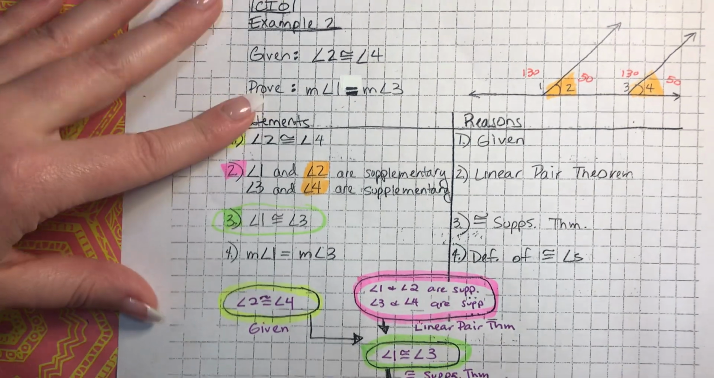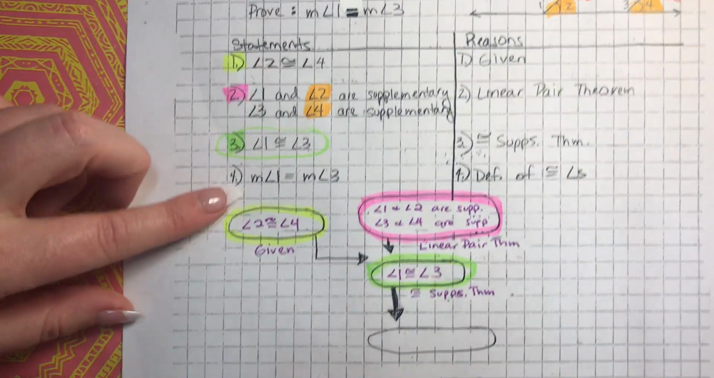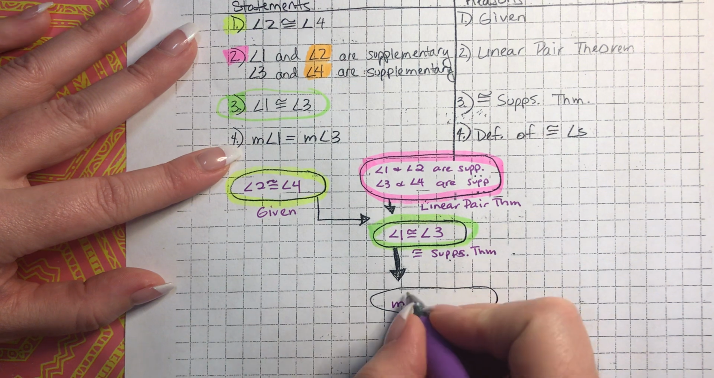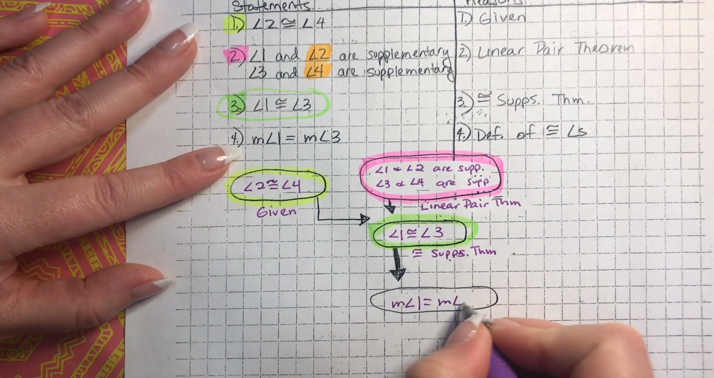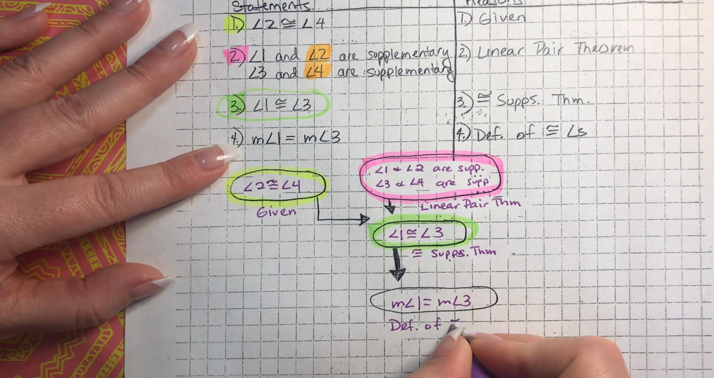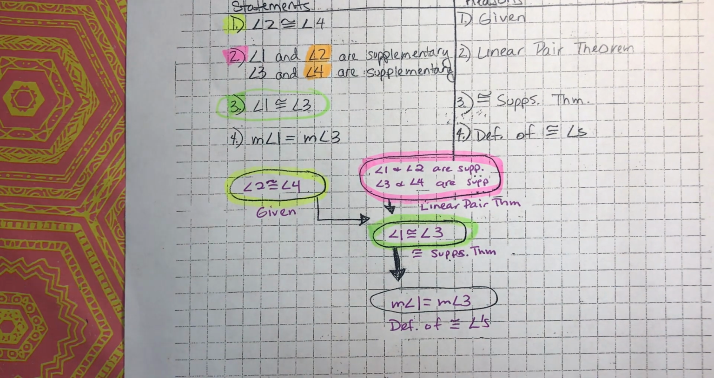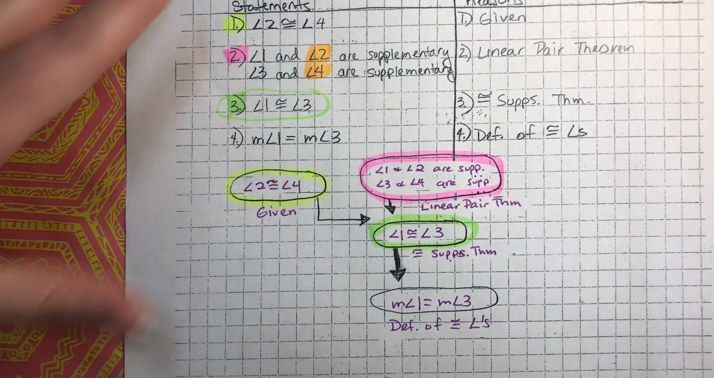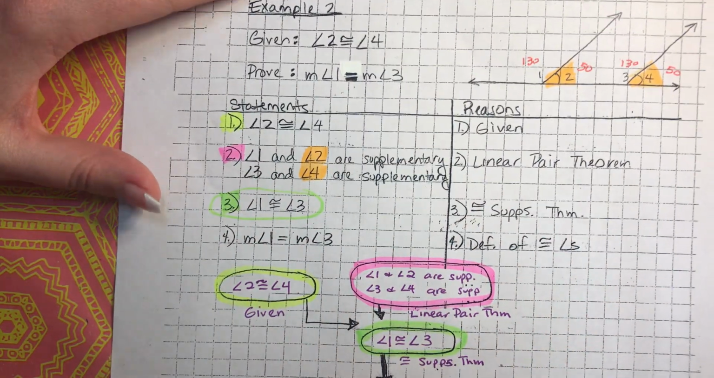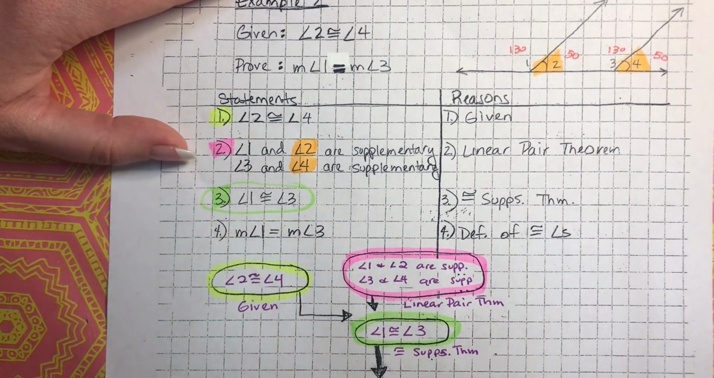And then for our proof, we just have to change the format, which is what they did right here. So we just go from here to here: measure of angle 1 equals measure of angle 3 because of the definition of congruent angles. And then boom shakalaka, there you have it. That is that proof. So hopefully this all made sense to you. If not, go ahead and rewatch it.